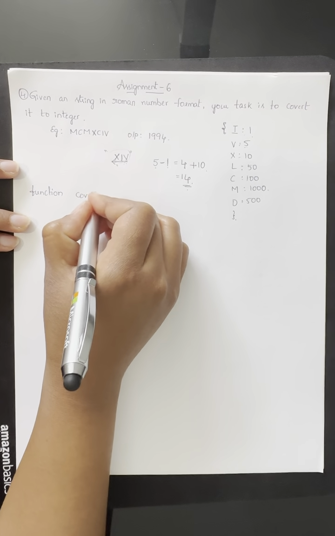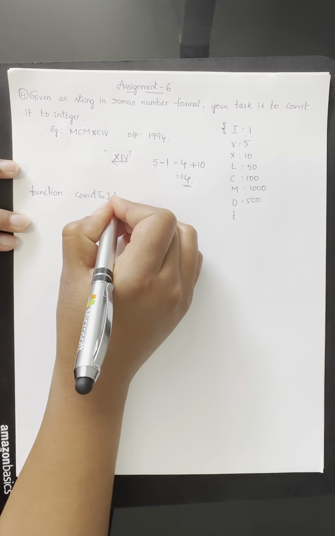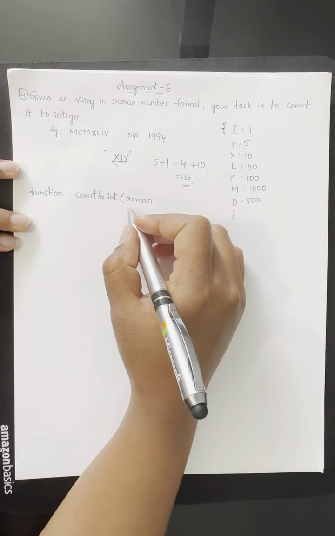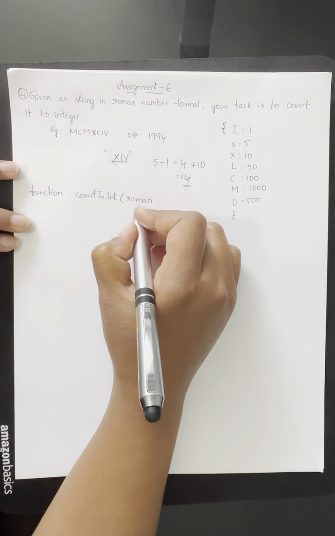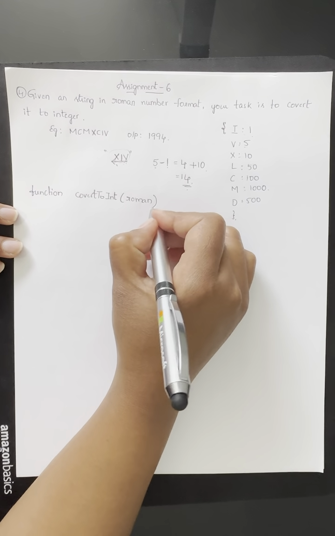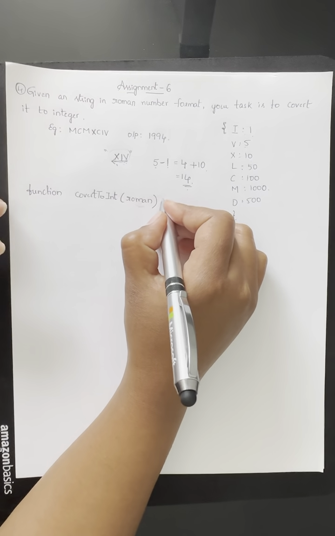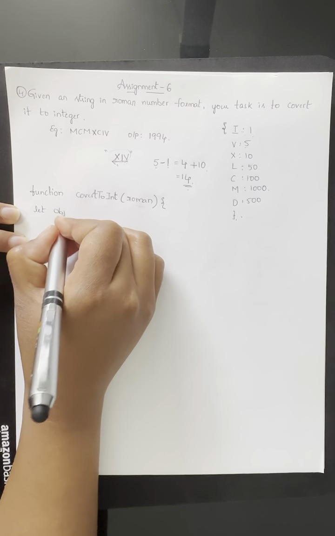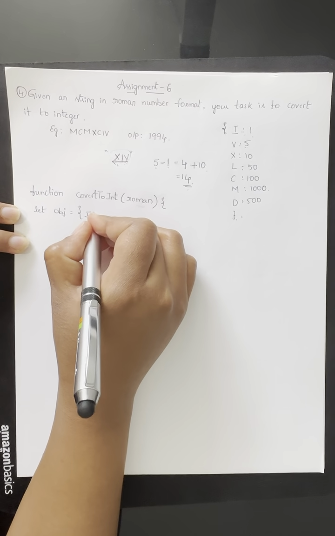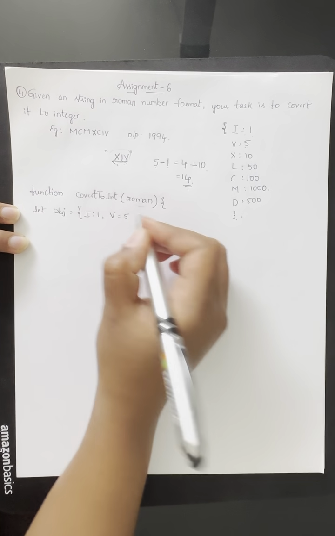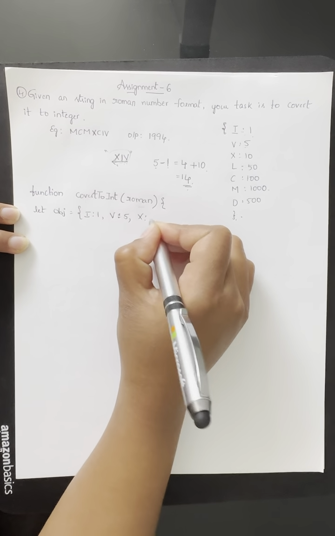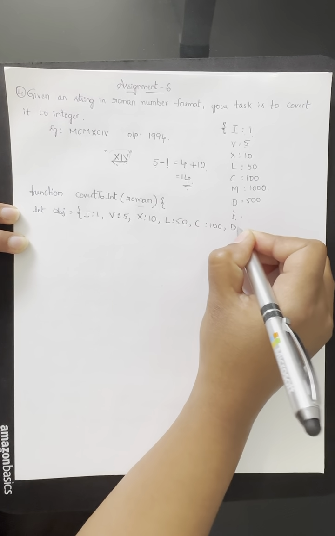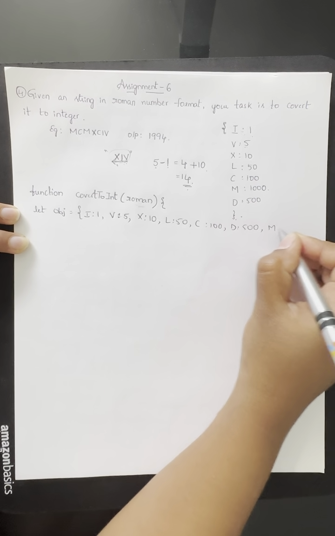Function convertToInt, and we'll be given a string in a Roman number format, which I'm writing as roman. So this is just a string, and we need to declare this object. So in the object we have I as 1, V as 5, X, L, C, D, and M.